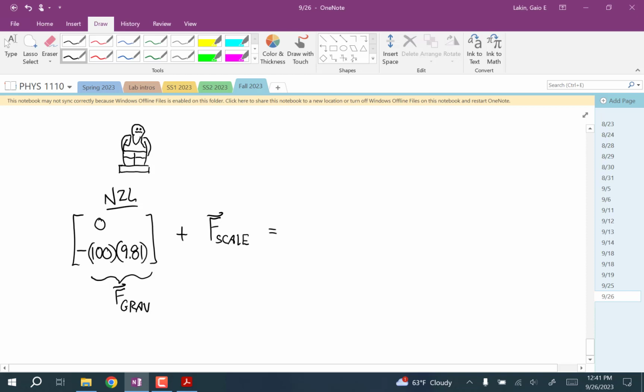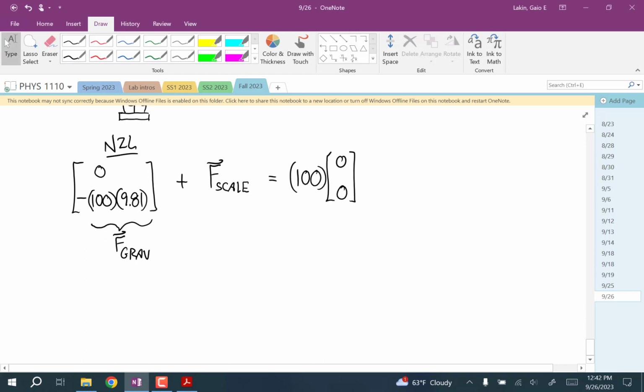And that's equal to the mass of the man, 100 kilograms, times the man's acceleration. If he's just standing there, no velocity, what's the acceleration going to be? Well, acceleration is a measure of how quickly the velocity is changing. So if the velocity is staying constant, there's no acceleration. So this is going to be 0. Okay?